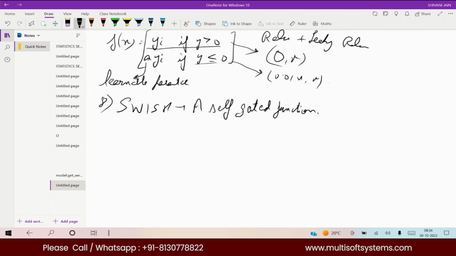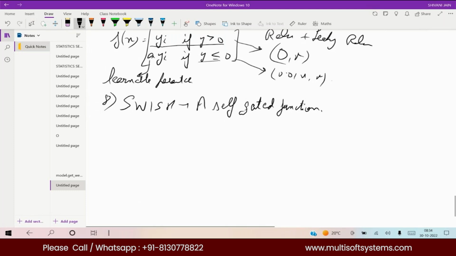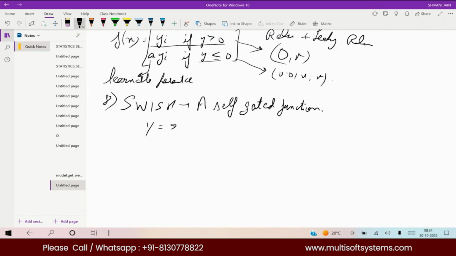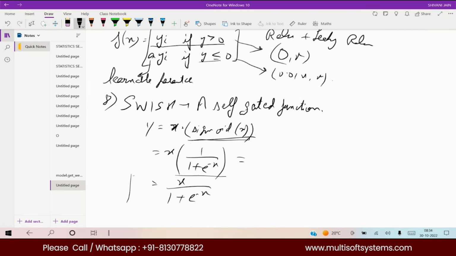Self-gated function. Here also the equation is a little bit complex. y equals x times sigmoid of x. So what are we doing? We have the sigmoid function, and you are multiplying it with x. That's it. What is your sigmoid function? 1 divided by 1 plus e raised to power minus x. So x divided by 1 plus e raised to power minus x. This is your Swish function.